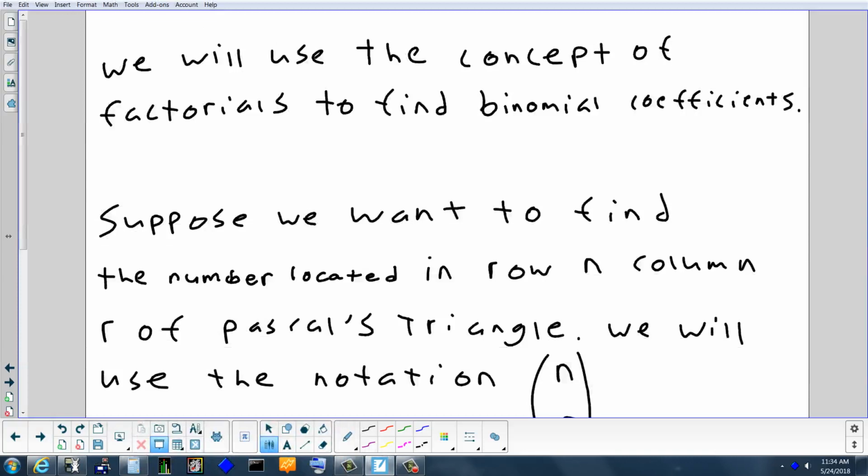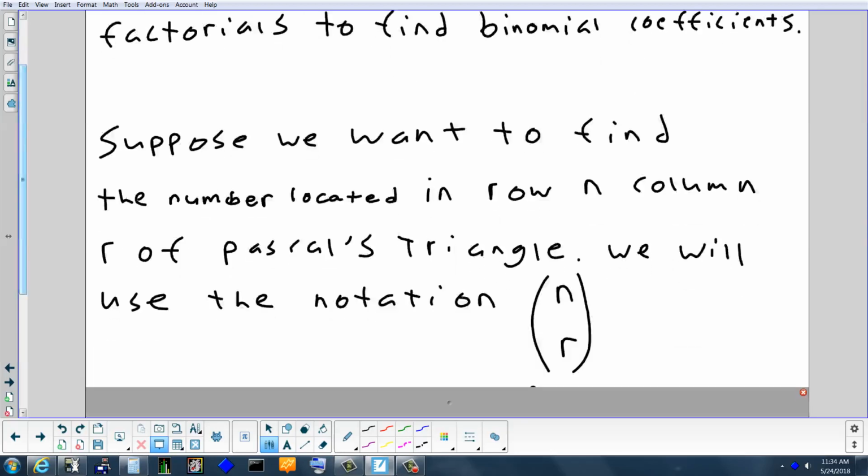So I said that we could use factorials to find any number in Pascal's triangle that you want. Any row, any column. Make sure you start with row 0, column 0, so we're all doing the same thing. That's the notation that you use. If you want to find a number located in row n, column r, you write it with a set of parentheses and you put an n on top and an r on the bottom.